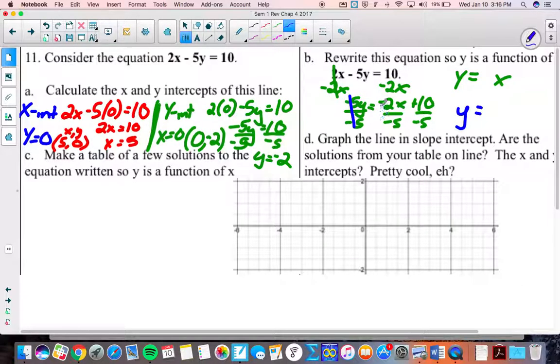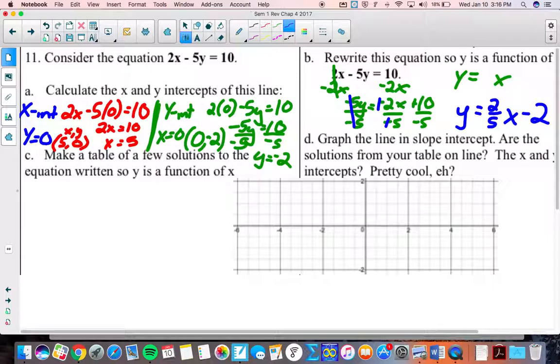Now the negatives here, when we have a negative divided by a negative, that cancels out, or it becomes a positive. So we have y equals 2/5 times x. And then we need to simplify this fraction right here. 10 divided by negative 5 is negative 2. There is our equation of that line in slope-intercept form.